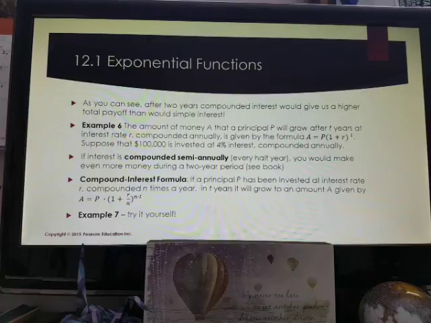So just a few last things to point out. If interest is compounded semi-annually, so every half year as opposed to every year, you would make even more money during a 2-year period. You can see your book, it talks about this on the bottom of page 871 there. But if you think about it logically, if you just said, put it in an account, you're going to get 4% interest, simple interest after 2 years, then like we said, you're basically just going to get your 0.4 times your 2, so you're going to get 8,000 after 2 years.